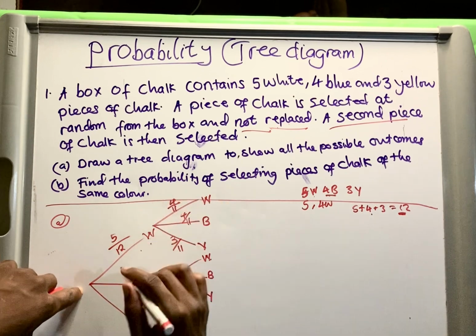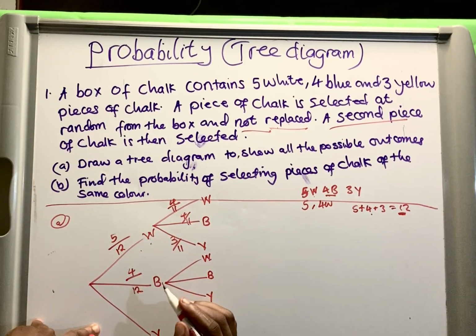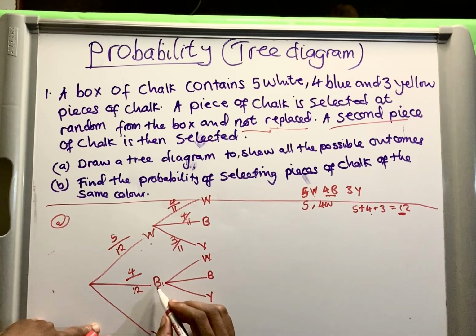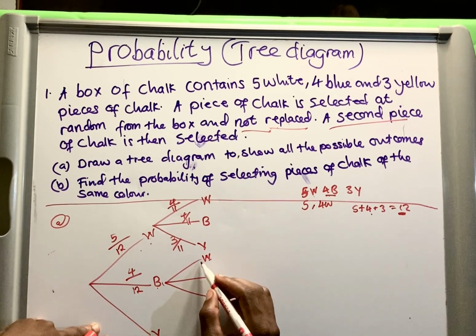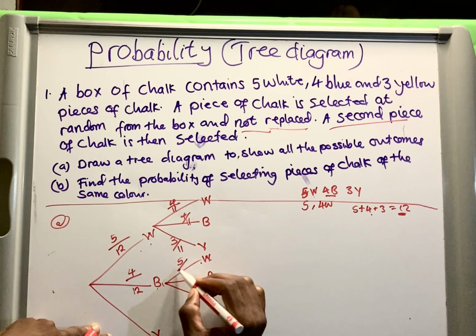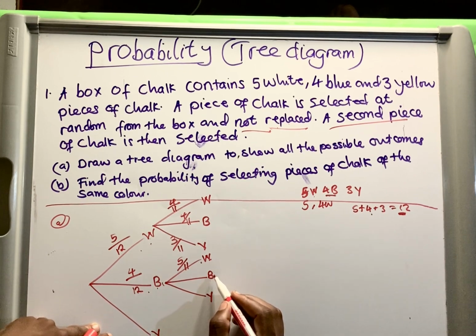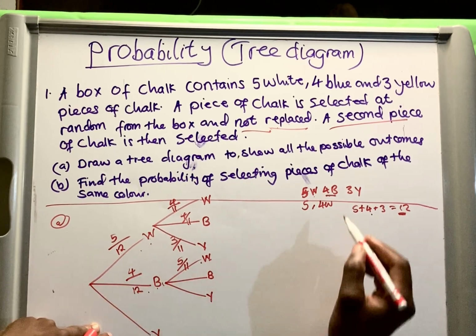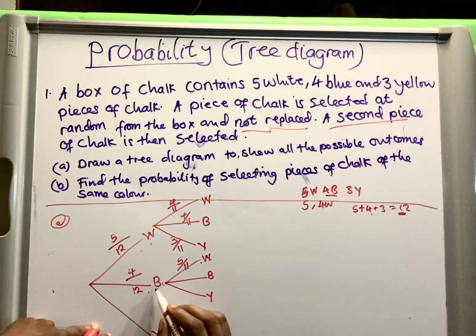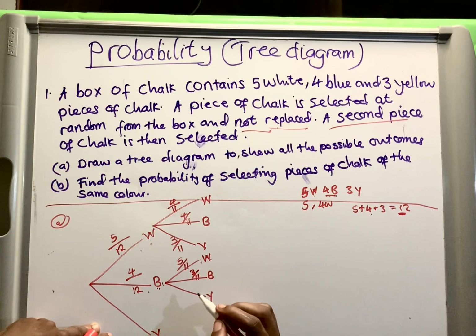Leave the other parts there. So the second part, after picking the blue chalk, shows that you have now picked a white chalk. So what is the probability of picking a white chalk? We still have 5 white over the total 11. Remember, this was not replaced. And the probability of picking another blue chalk: since we had 4 in the first place, after picking one blue chalk, we have remained with 3 over the total, which is 11.